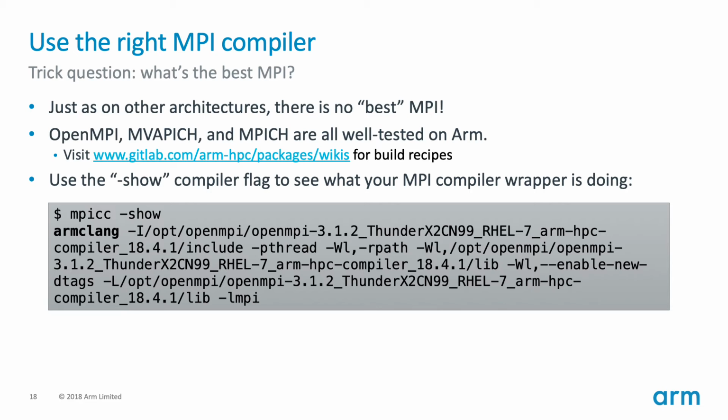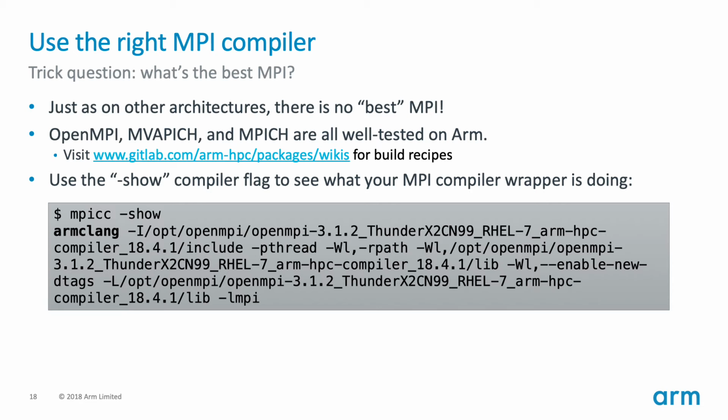So the crucial thing is that OpenMPI, MVAPICH, and MPICH are all very well tested on ARM. You can go to the package wiki for build recipes, but typically these things work well out of the box, with the exception currently of MPICH. The next thing you want to do, once you have OpenMPI configured and built with your right compiler, is make sure that the MPI compiler wrapper you're using actually invokes the compiler you expect.